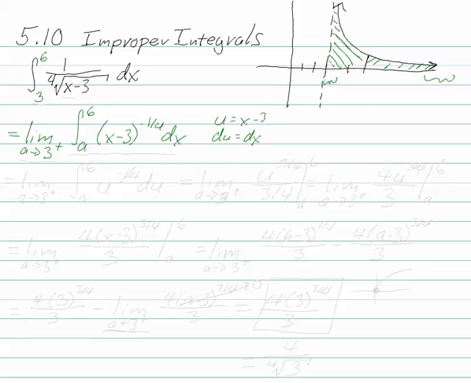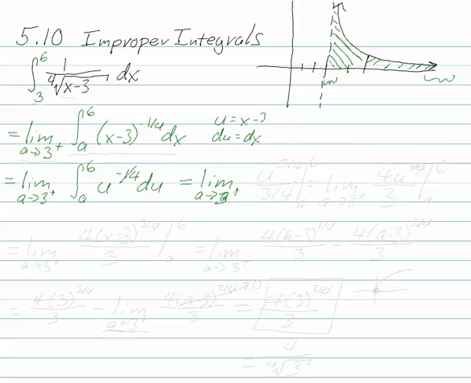You could change your limits, the a and the 6, but since a is already a letter that's standing for something that's changing, I don't want to mess with it. So I'm going to change my problem back to x's at the end. So this is equal to the limit as a approaches 3 from the right of the integral from a to 6, and those are both x values, of u to the negative 1/4 du. Now when I integrate, I'm just going to get the power rule. Notice the word limit sticks around every time. If you leave it off in the middle, you're changing things.